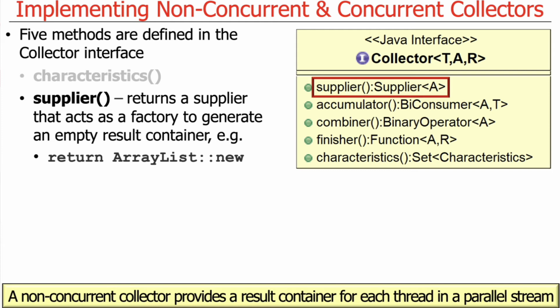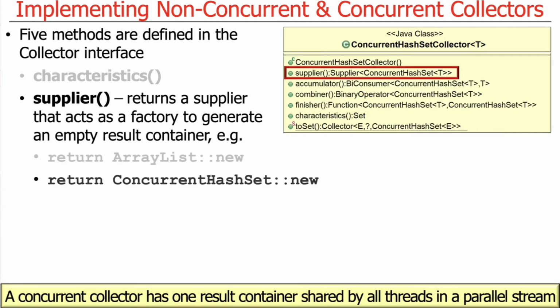So ArrayList::new is a constructor reference that will, when the get method of the capital S Supplier object that's returned from the lowercase s supplier factory method is called, then call the constructor for ArrayList, if you give it the ArrayList constructor reference. And that is a very common way to do non-concurrent collectors.